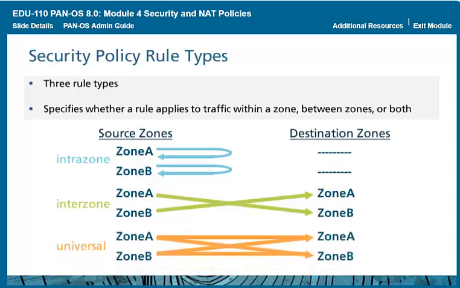A universal rule applies to all matching interzone and intrazone traffic in the specified source and destination zones. For example, if you create a universal rule with source zones Zone A and Zone B and destination zones Zone A and Zone B, the rule would apply to all traffic within Zone A, all traffic within Zone B, all traffic from Zone A to Zone B, and all traffic from Zone B to Zone A.